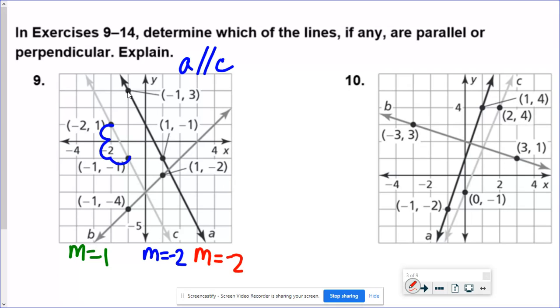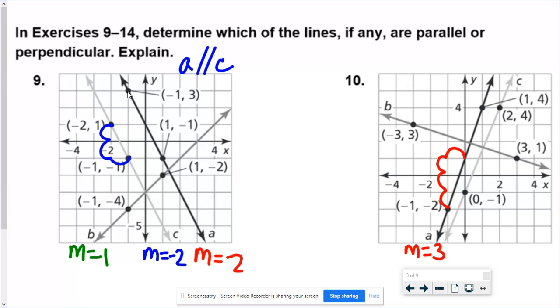For this number 10, again, you can clearly see A and C are not parallel, right? They're almost intersecting on the bottom of the graph. But let's find those slopes. So for line A, I'm going to move up 1, 2, 3, and over 1. I know I could have gone up 6 and over 2, but either way, I'm going to get that my slope is 3 over 1, or just 3.